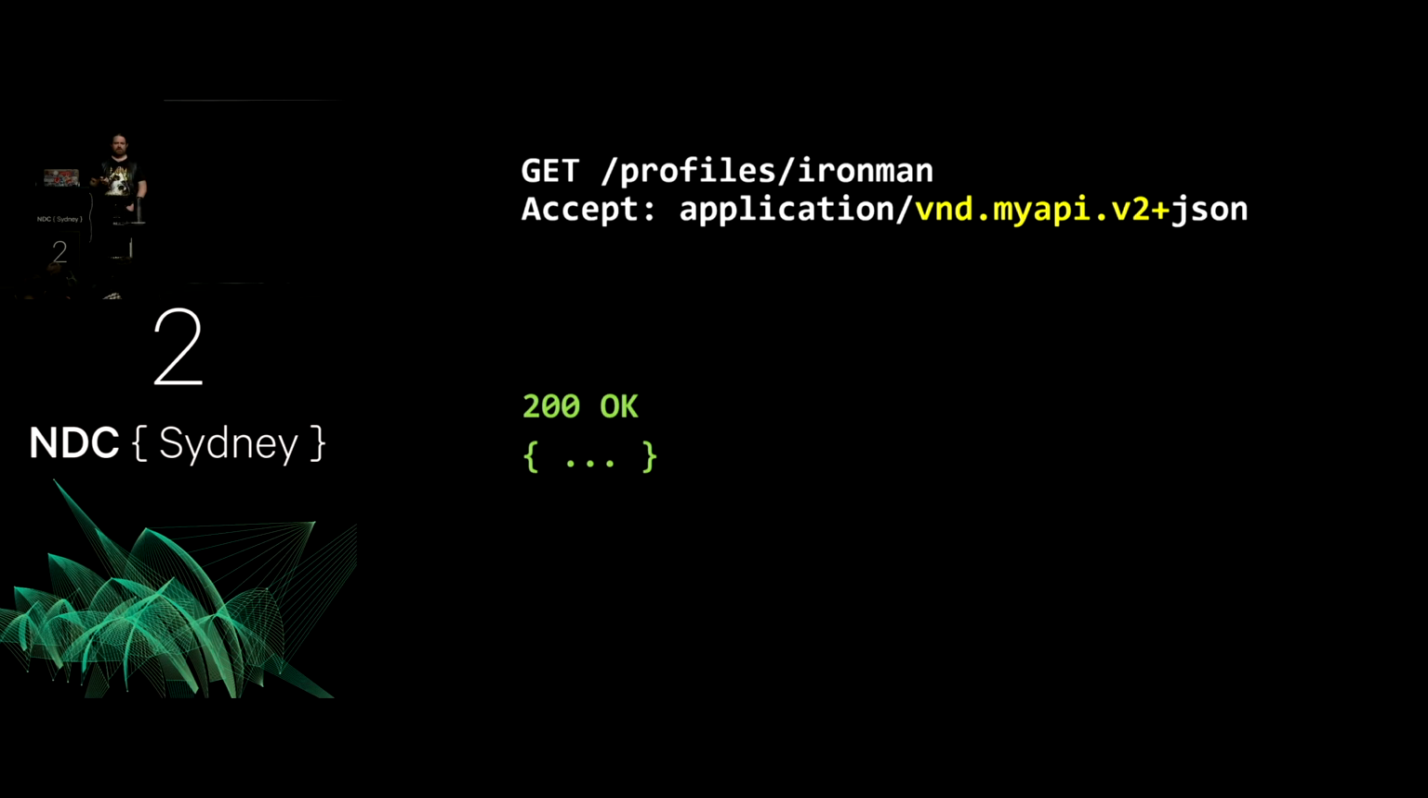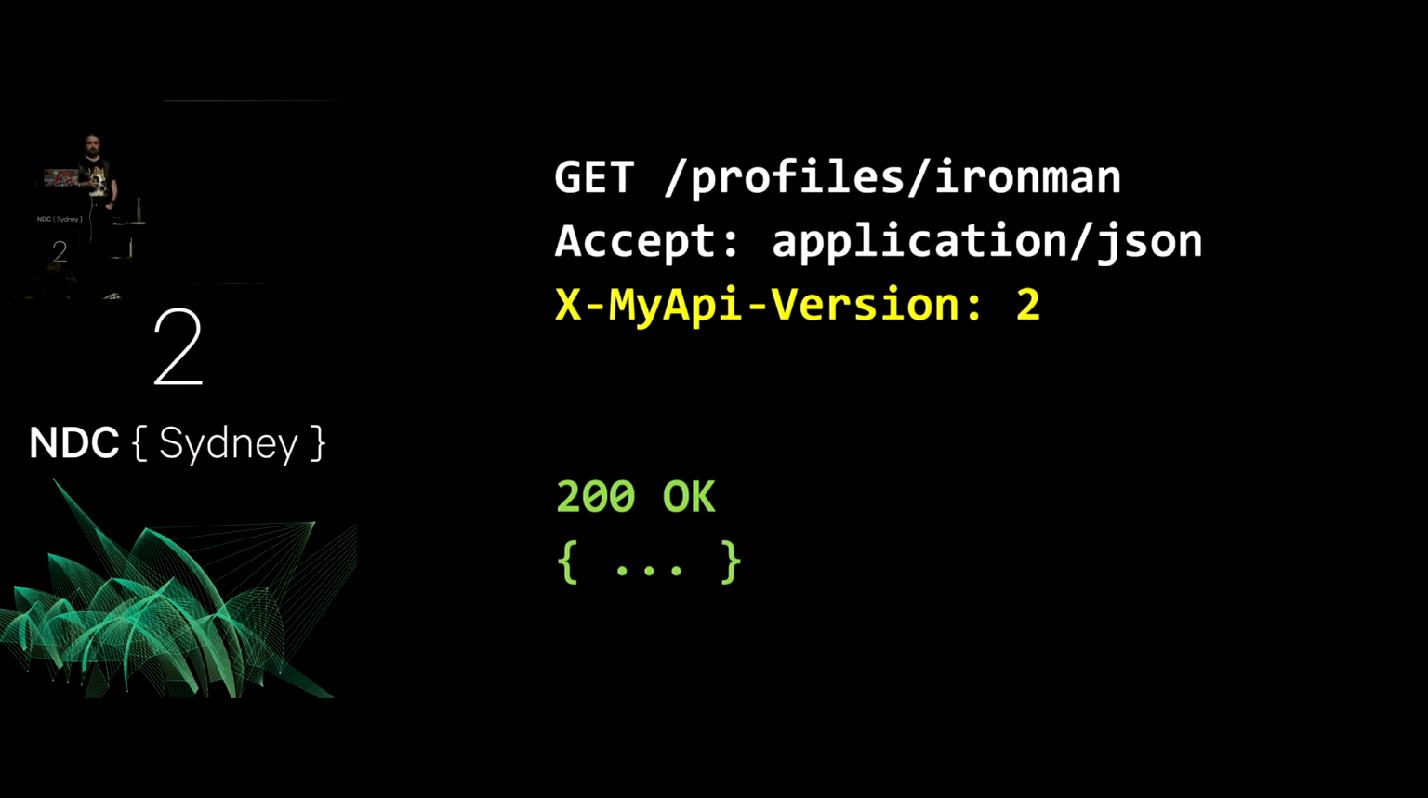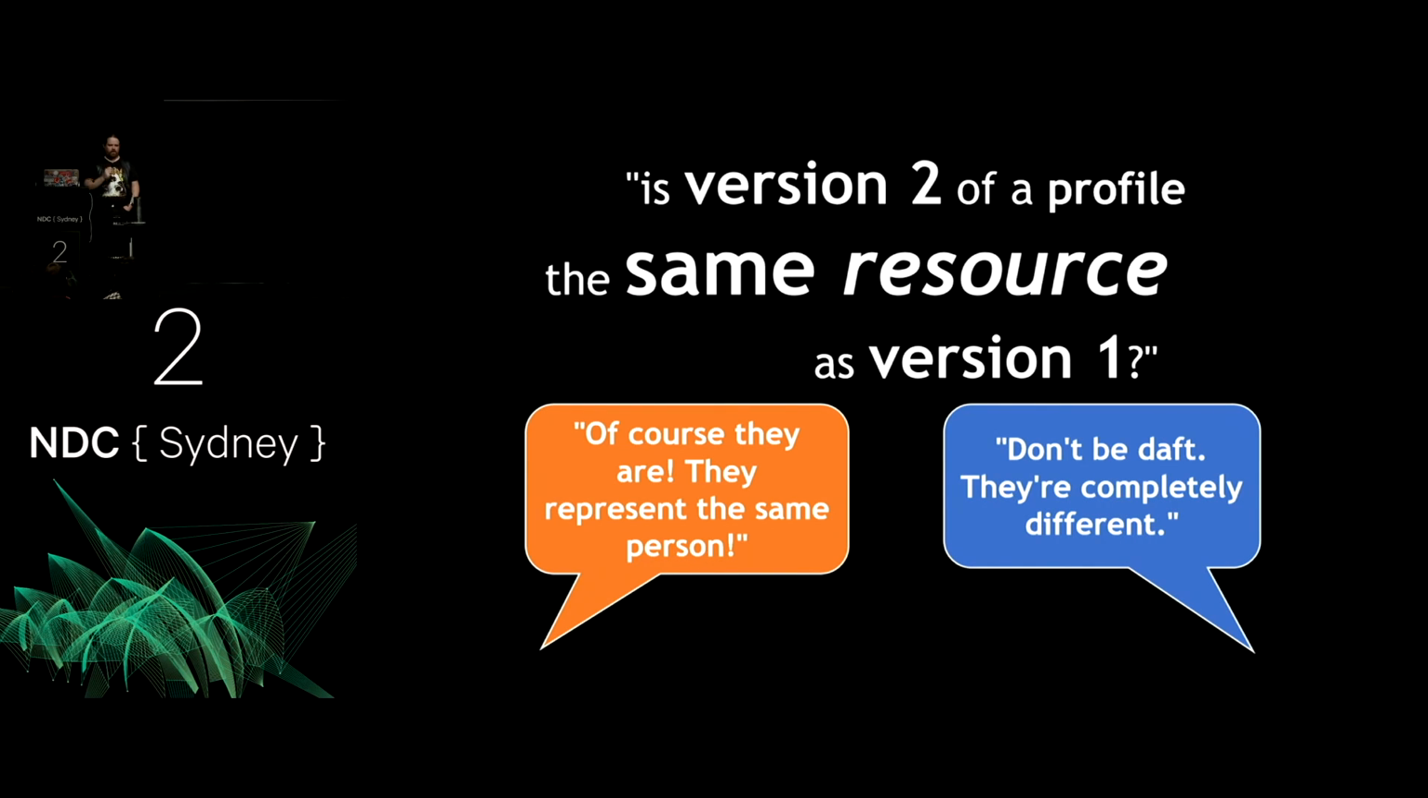The third approach you can take here is you put a custom header in, and you just say, get me application/json. And by the way, X-MyAPI-Version, I'm running version 2 today. What are you running? How do you decide? All of these approaches work. It all hinges on whether version 1 and version 2 are the same resource or not.